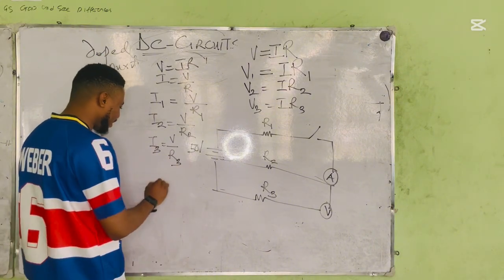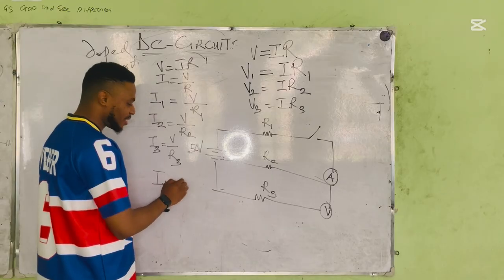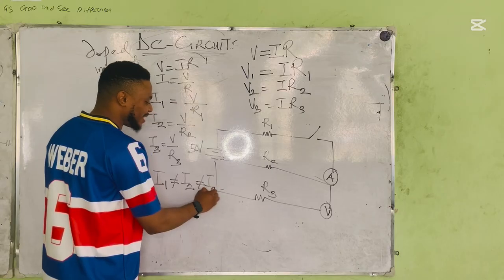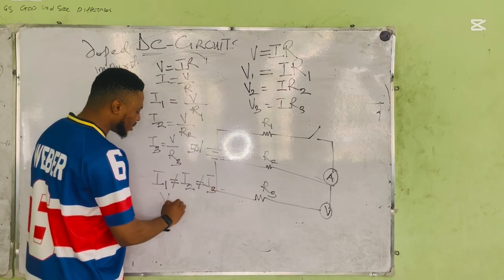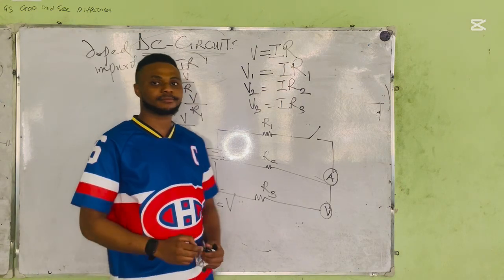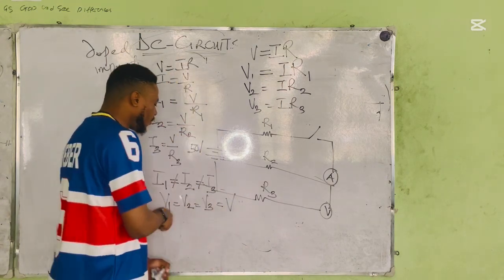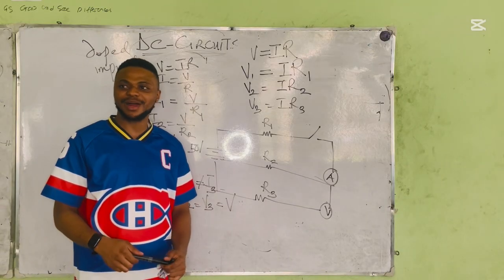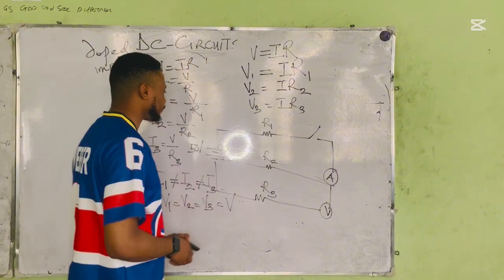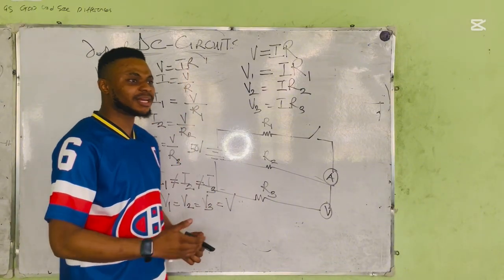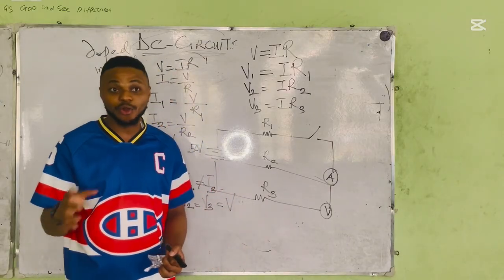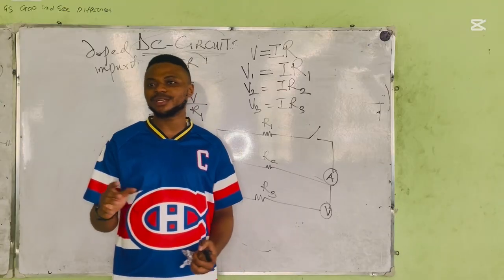So the idea is that your I1 is not equal to I2. Neither is I2 equal to I3. They are not equal. But your V1 is equal to V2, and it's equal to V3, and they are all equal to V. Not V1 plus V2 plus V3. Remember, you don't add them. It's not the sum. Alright.